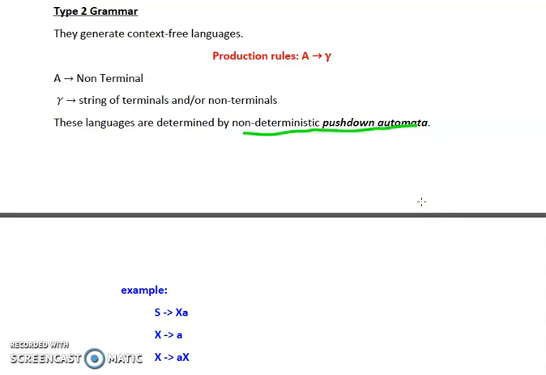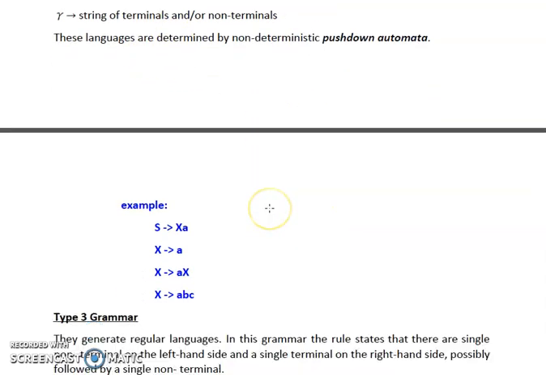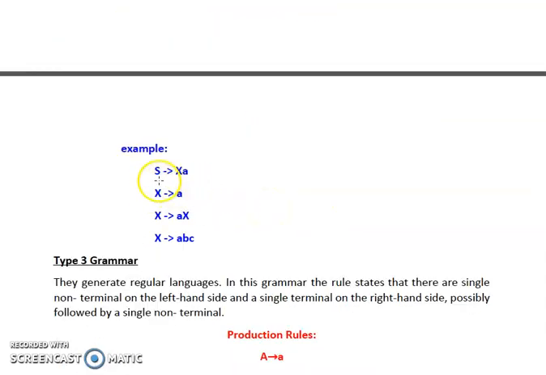In the video on push-down automata, we have seen the context-free languages. So you can go back and watch our video on push-down automata, in which we have constructed the push-down automata for context-free languages. Now let's check some examples of type 2 grammar. According to the first example, it says S tends to XA.